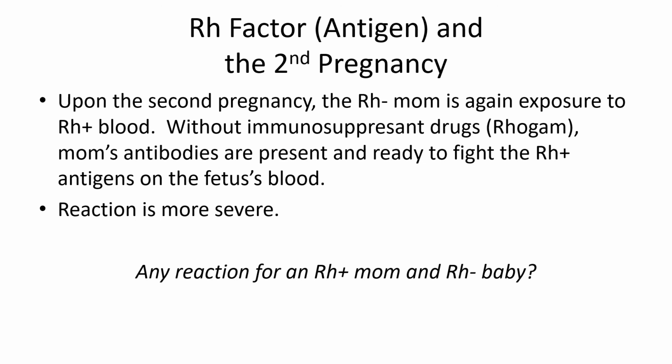All right, so let's assume that mom does not have immunosuppressant drugs. Let's assume she didn't get this RhoGAM shot here. Upon the second pregnancy, we are going to assume that Rh negative mom has another Rh positive baby. This time, mom's antibodies are already present, they've already been formed, and they're ready to fight the Rh antigens on the fetus's blood. The second pregnancy is a more severe response. This time, there is going to be agglutination of those mother's antibodies against those fetuses' Rh antigens.